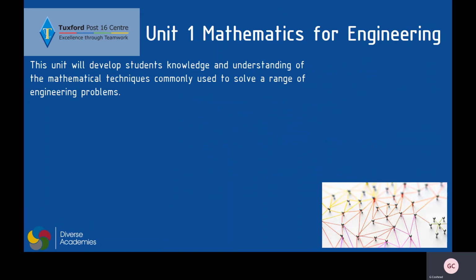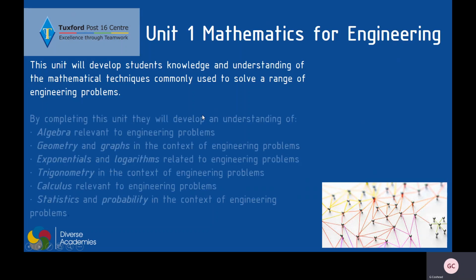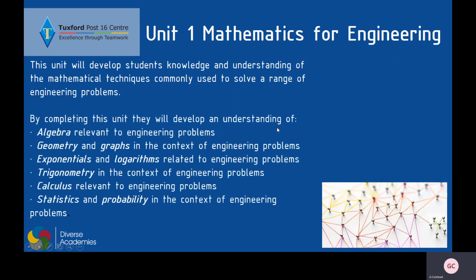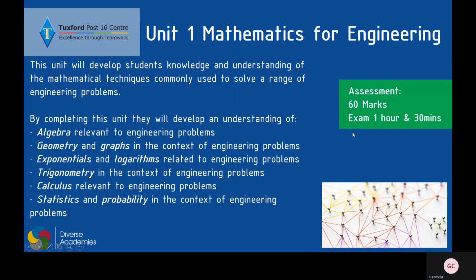So, Unit 1, Maths for Engineering. This is where students are going to be developing a range of techniques to solve mathematical problems in engineering. For example, looking at algebra, geometry and graphs, exponentials and logs, trigonometry, calculus, statistics and probability. This is assessed by a 60-mark exam, which is 1 hour and 30 minutes long.